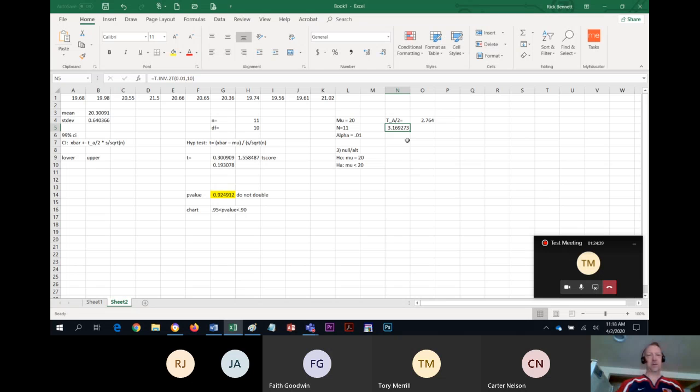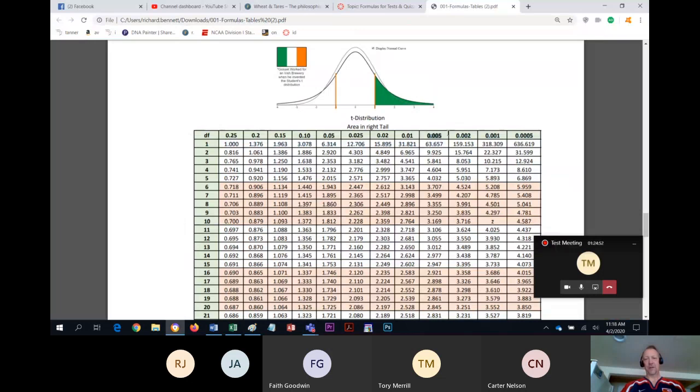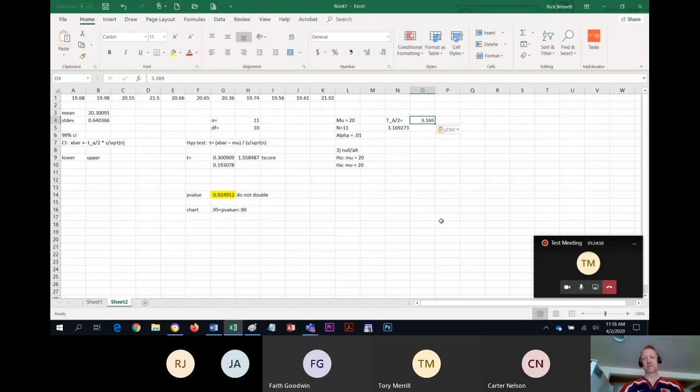Why is that number so off? Oh, you know what? This is actually wrong because I don't want to use the 0.01 column. I want to use the 0.005 column. So with 10 degrees of freedom, that should be 3.169. Now those numbers are closer. That's your chart. That's your Excel.